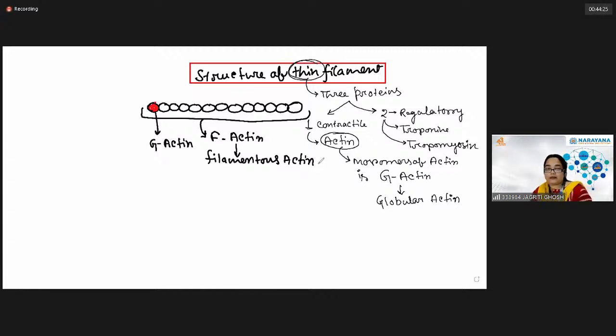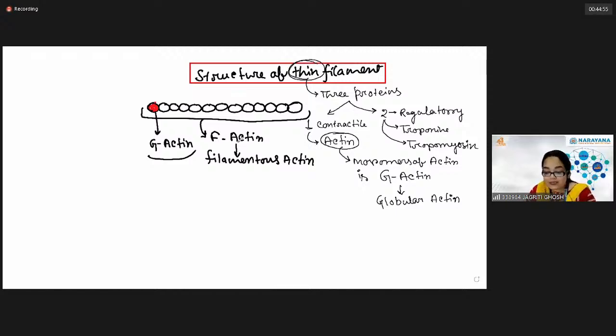Filamentous actin. Clear? I am telling you again. A single monomer of the actin filament is known as G-actin. When all the G-actins are chained and lined together, this total thing is called F-actin, or filamentous actin.